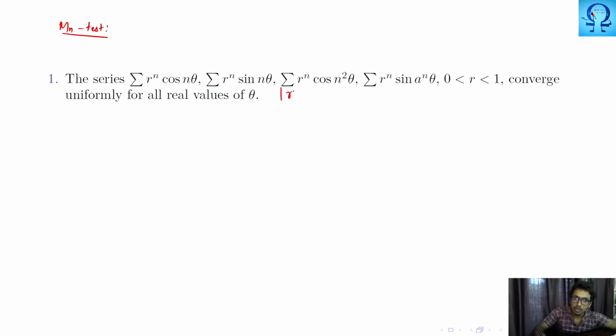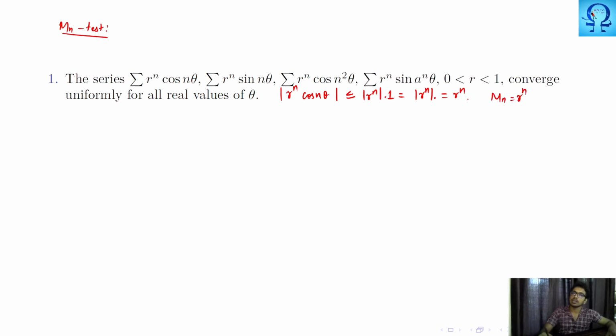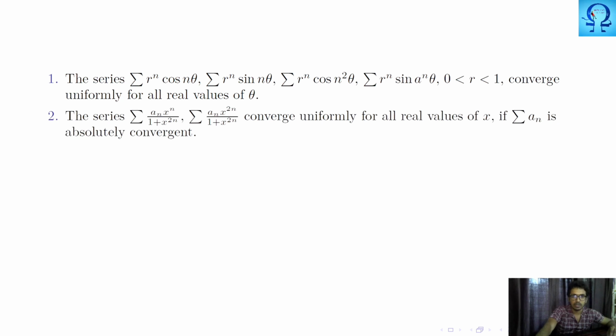If you notice, the absolute value of r^n cos(nθ) is smaller than or equal to the absolute value of r^n multiplied by 1. Since r lies between 0 and 1, you can simply have it as r^n. By choosing Mn equals r^n, for any series in the given question, you can see that the summation of Mn converges. Therefore, the given series should converge for all real values of theta.